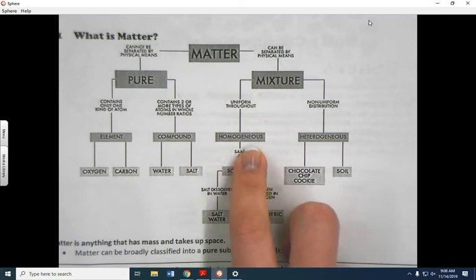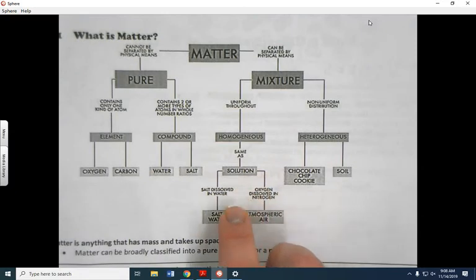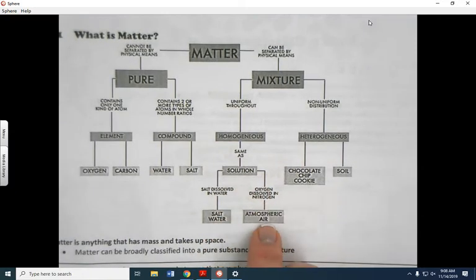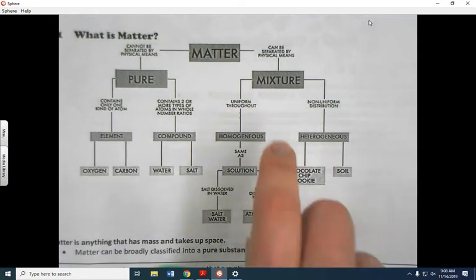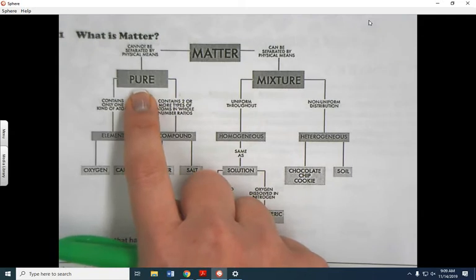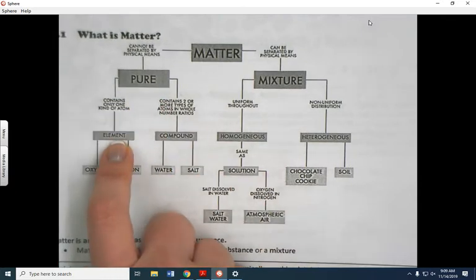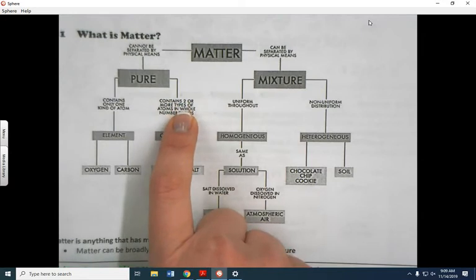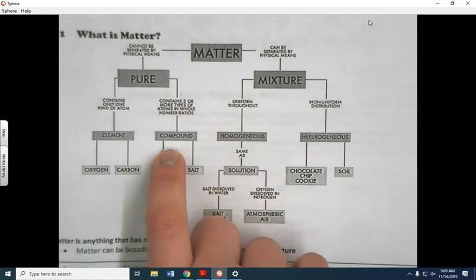If you go the other way and you have just one type of thing, that would be a pure substance. And you can have two different types of pure substances. Things that are made of only one kind of atom, which would be an element, or things that contain two or more types of atoms, which are compounds. So for example, just oxygen by itself would be an element, or carbon by itself. But if you put those together, you would make a compound. Examples of compounds would be, for example, water and salt.